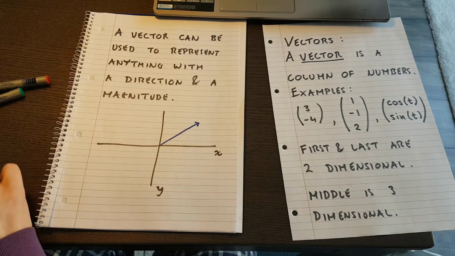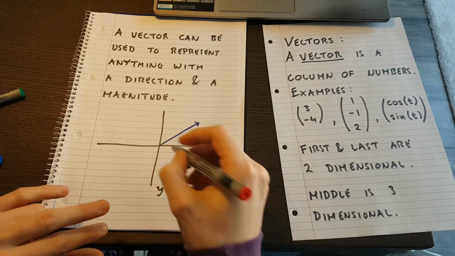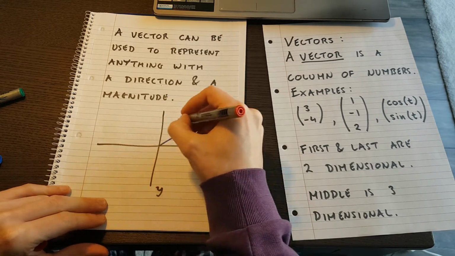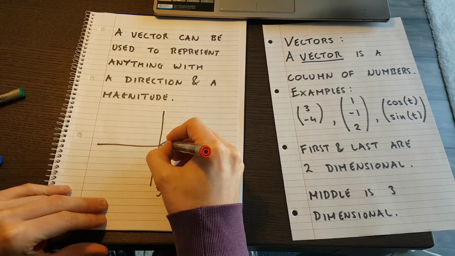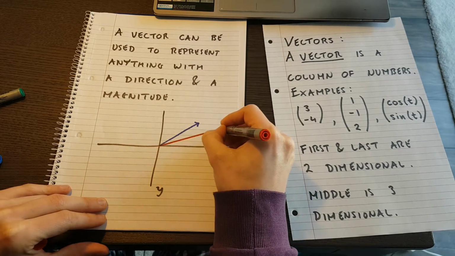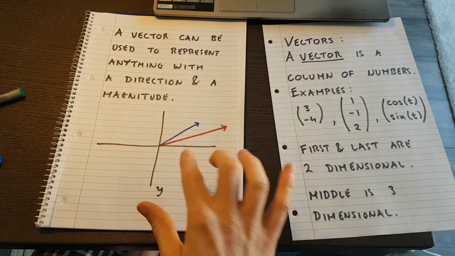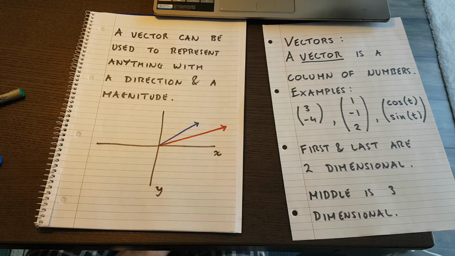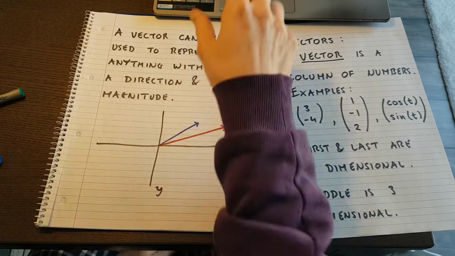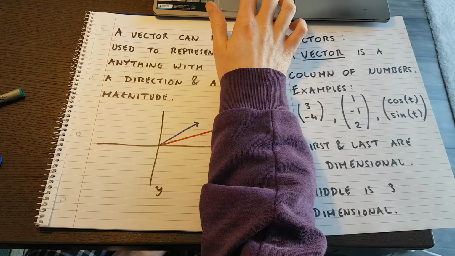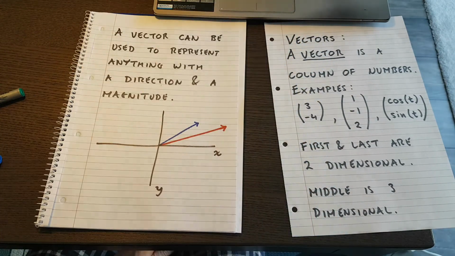If I take a red one here, pointing over here, it is going in a different direction, and it has a different length. So these are different vectors, and for two vectors to be equal, they must have the same direction and the same length. So when I'm interested in a vector, I'm interested not only in the direction of the vector, but the length of the vector too.